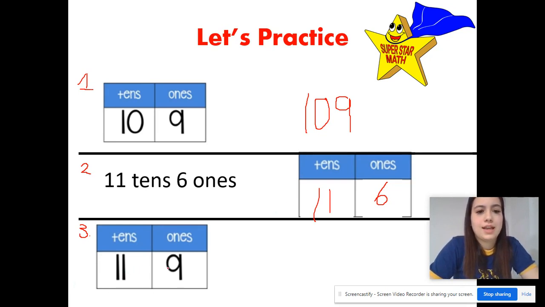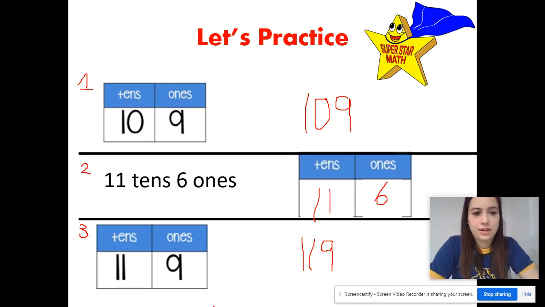11 tens and 9 ones. How would we write that number the regular way? Get ready. Yes, you should have written and said 119, which we write just like this. Awesome, right? Easy enough. And I know you're going to think the problem set is so easy.